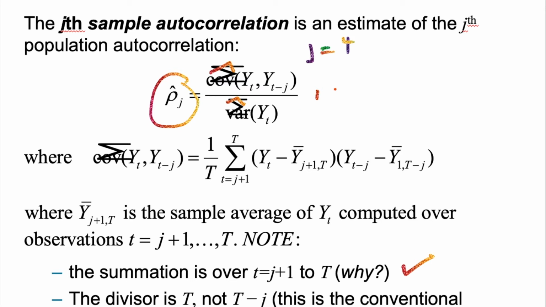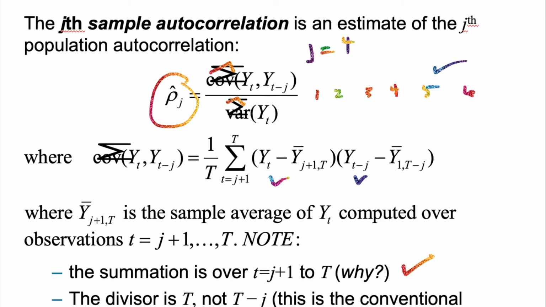So you have observation 1, 2, 3, 4, 5, 6. Right? So we want a value to plug in for yt, and we want a value to plug in for yt minus j. And the summation is computed over observations t equals j plus 1. So if j equals 4, then we start at 1, 2, 3, 4, 5. So 5 is where yt will start.